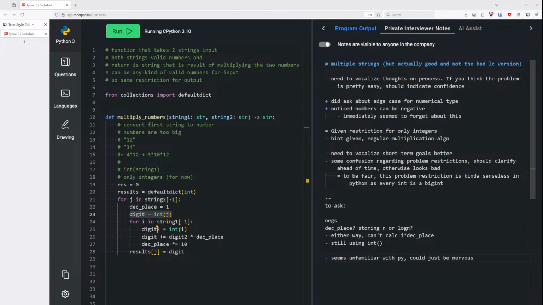Okay, so we're going to get the digit into I. So then we can add digit 2 times decimal place to the digit, and then move the decimal place up. So next one would be 1. Then we do 4 times 1. Okay, and then store that result for the integer, for the string of J, 2 digit. Does that make sense? Not really. Or I guess I would just loop through again once more and then add all the results.